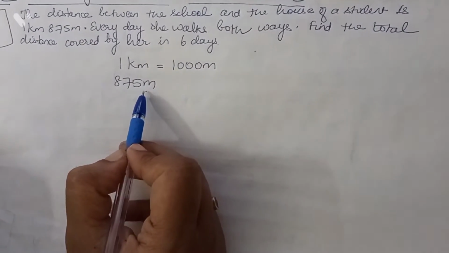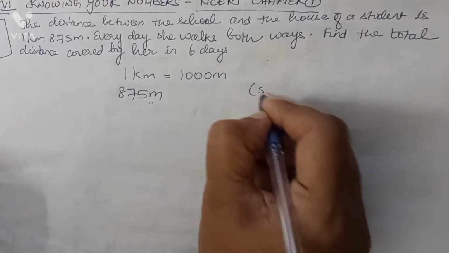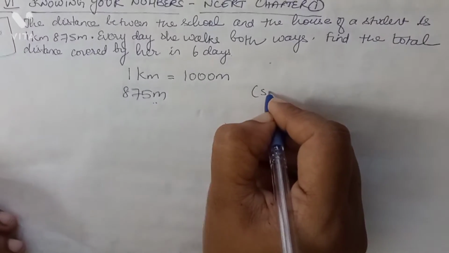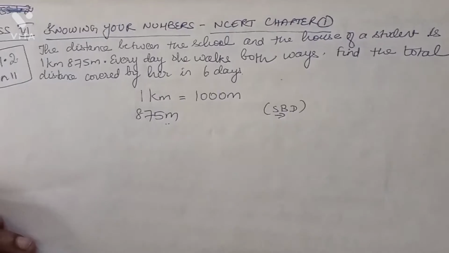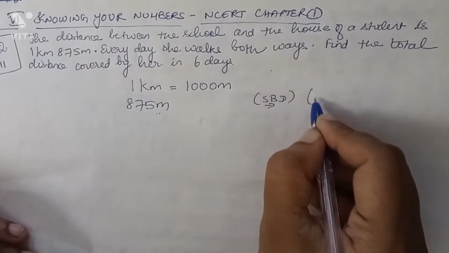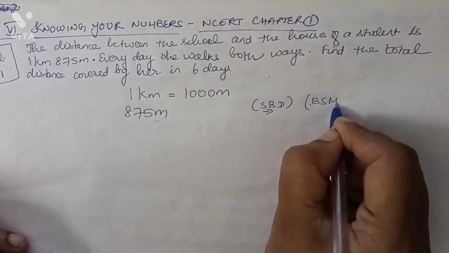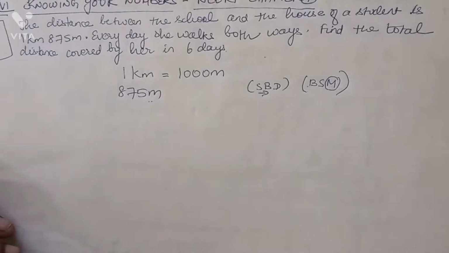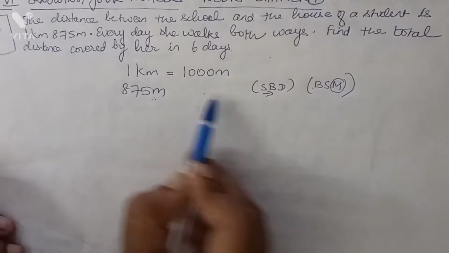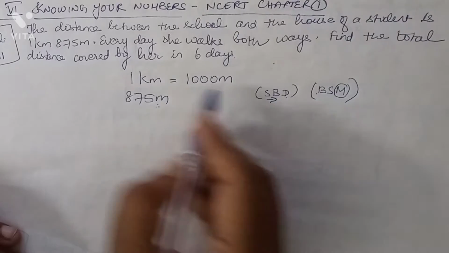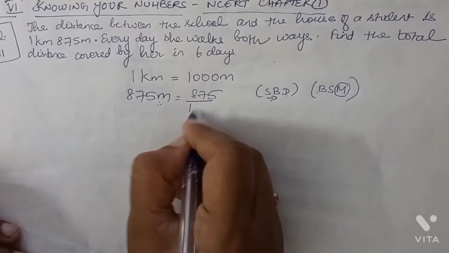When I am converting a smaller to a larger quantity, please remember this for ease: smaller to bigger means SBD. Smaller to bigger conversion means we have to perform division. In the reverse case, bigger to smaller means I have to perform multiplication. If you remember this, it will be easy for you to solve. So I am converting meter to kilometer, smaller to bigger, which means I have to divide.